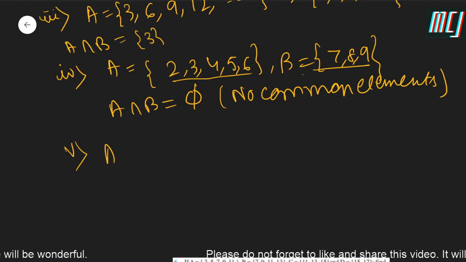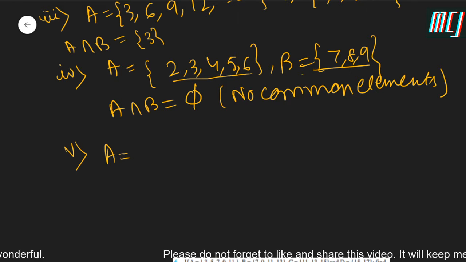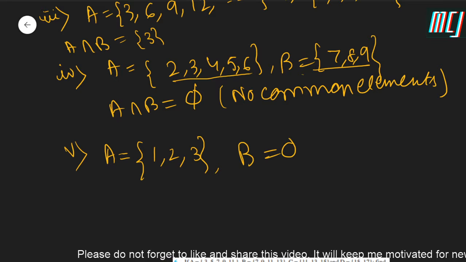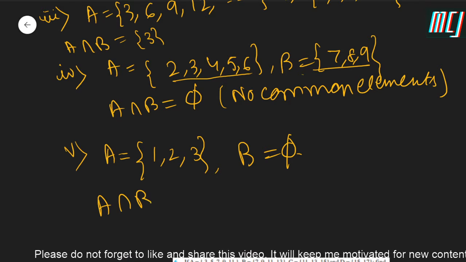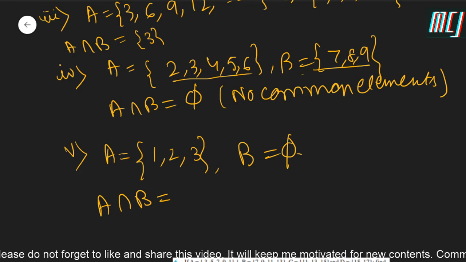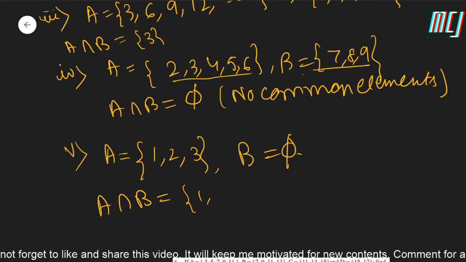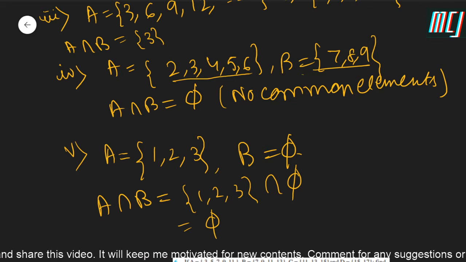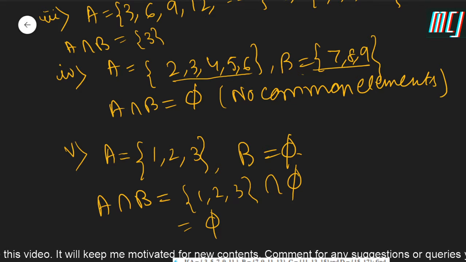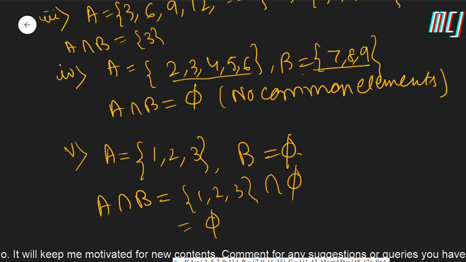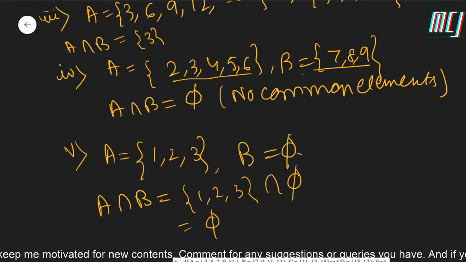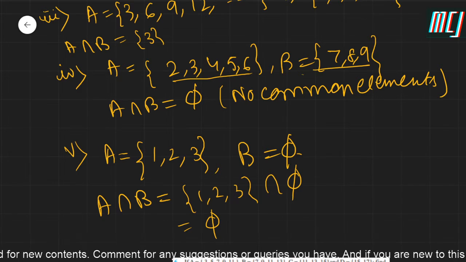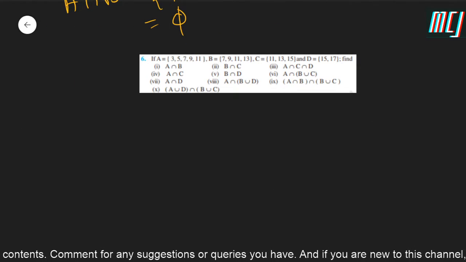Now the fifth one, that is A equal to 1, 2, 3 and B equal to 3. So the fifth one is A equals 1, 2, 3 and B equals 3. Okay. So A intersection B. Elements are there in one and no elements in the other, so it will be the empty set only. Clear? I hope it's clear to everyone. Now we'll move to the sixth question. Okay. So coming to the sixth question.